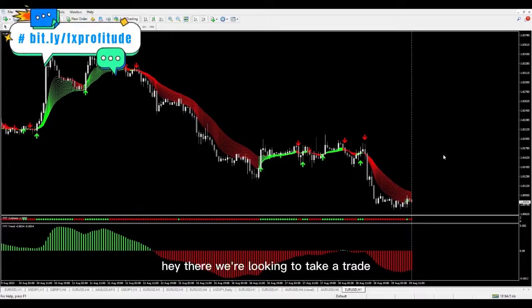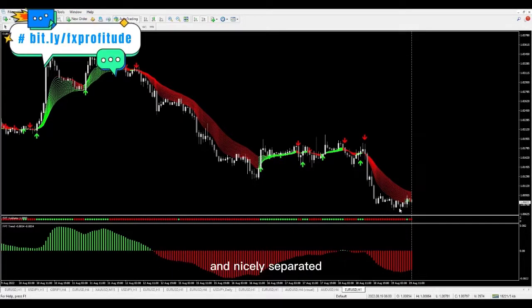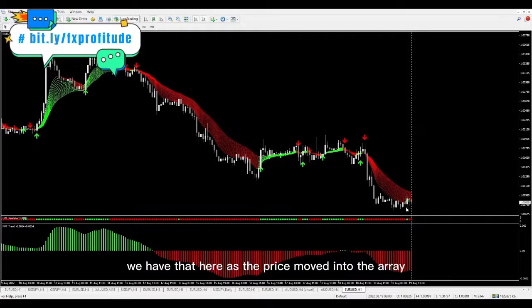Hey there. We're looking to take a trade on the Euro US dollar 1 hour time frame, and right now there is potentially a trade in the works. We have a really nice strong downtrend, and the Profitude array is red and nicely separated. The price started under the array, and what we're looking for is a pullback into the array. We have that here as the price moved into the array and turned some of the array lines green.